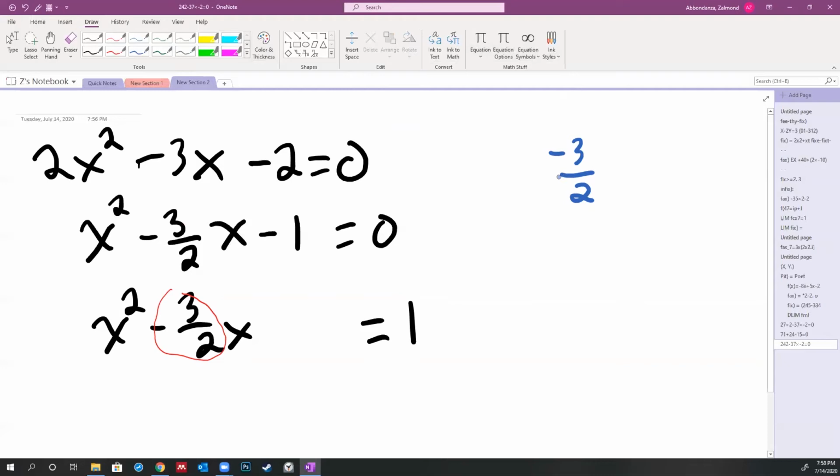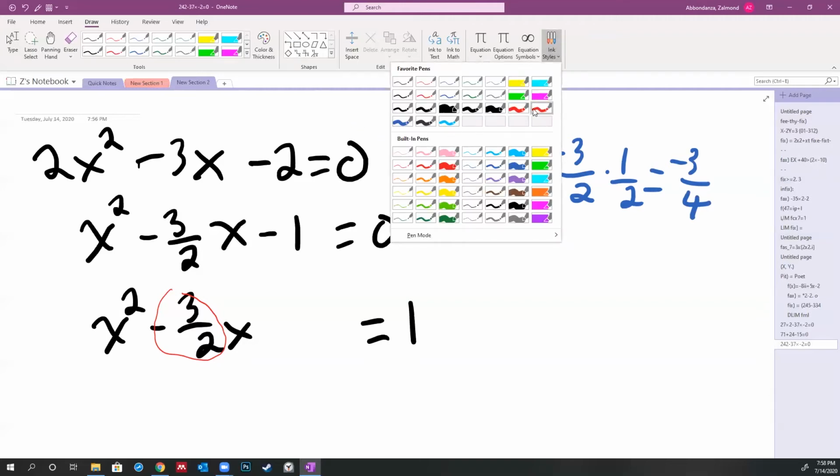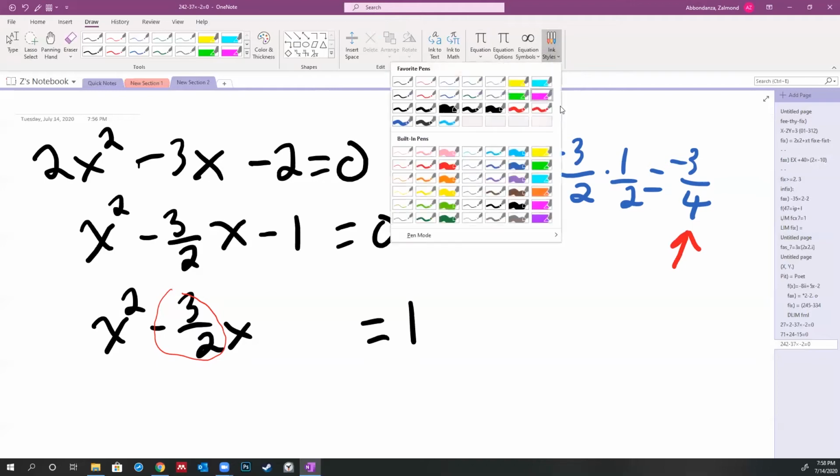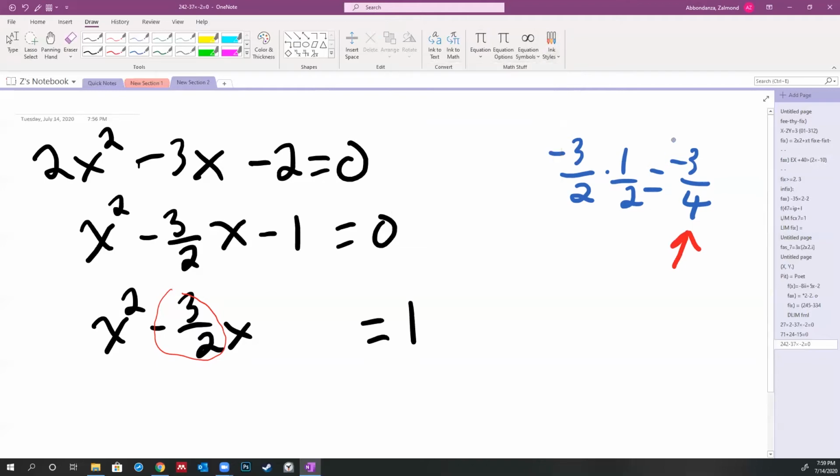After identifying that coefficient of the x term, you divide it by 2, or you can multiply it by 1/2. That's the same thing. That's the first thing I do, and in this case, we end up having -3/4. I'm going to remember that. That number is going to come up in a minute, so I'm going to put a little arrow there. Then the next thing we do is square that result. We take this -3/4 and square it, and in this case, we get 9/16.